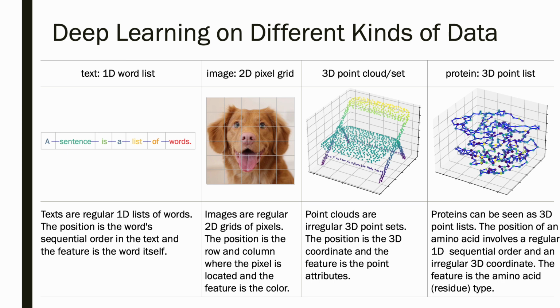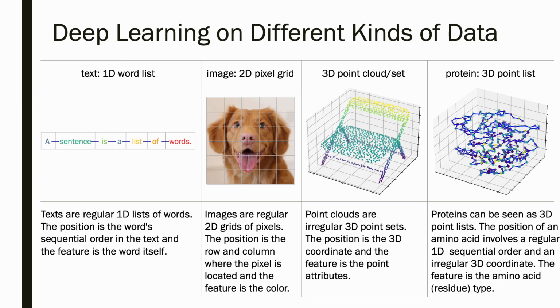The goal of deep learning is to capture the structure of a certain kind of data via artificial neural networks. Usually, an element of data includes a position part and a feature part. According to the type of element position, data exhibits different structures. Deep learning has made tremendous achievements on modeling different kinds of data, such as text, images, and 3D point clouds. Those data exhibit different structures.